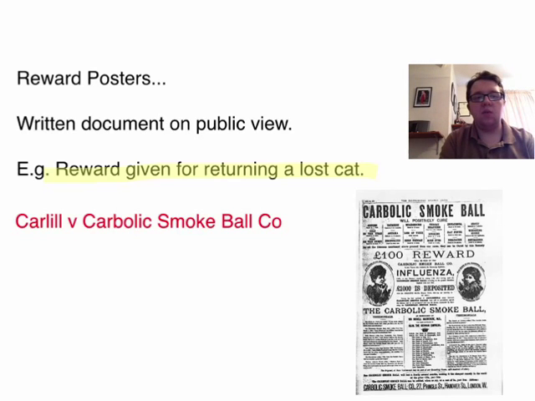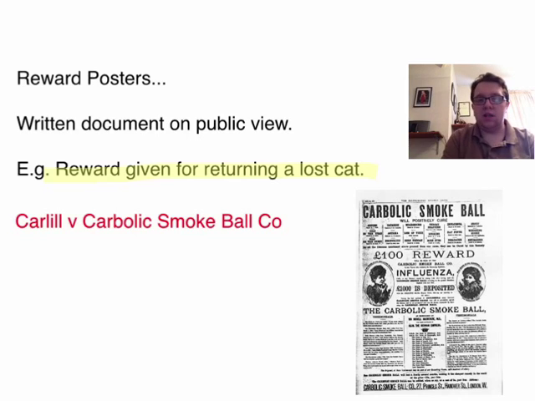Now the key case we can use here as well is Carlill and Carbolic Smokeball Company. Not only does this case show that an offer can be made not just to one person or a group of people, but in fact the entire world even, and that's what happened in this case. Now, the Carbolic Smokeball Company produced a smokeball, and they said that whoever was to regularly follow the instructions and consume its vapours that it gave off would actually find themselves protected from suffering any ill health, such as influenza.